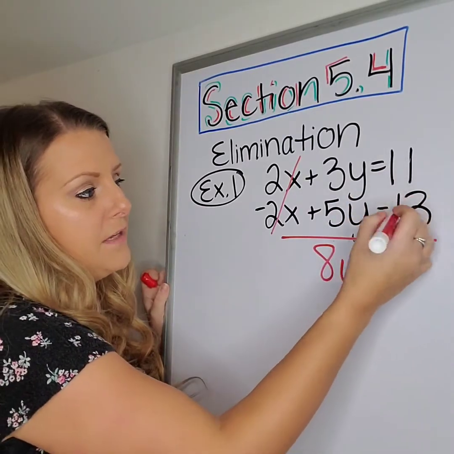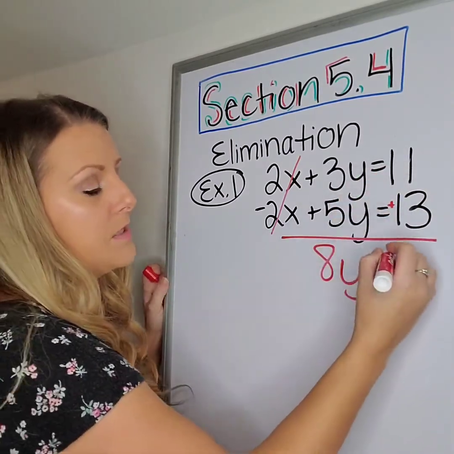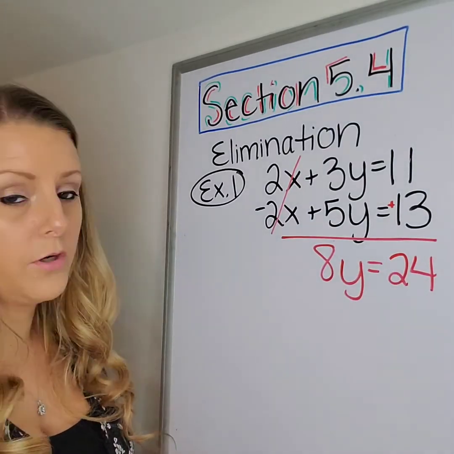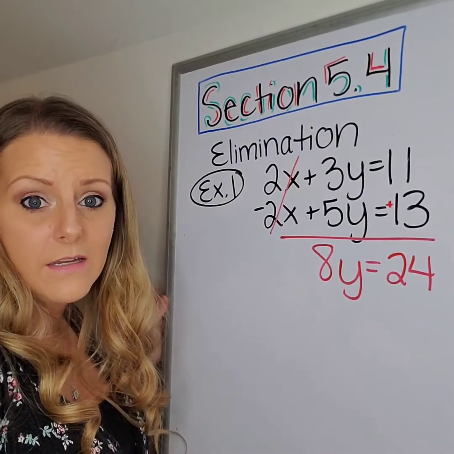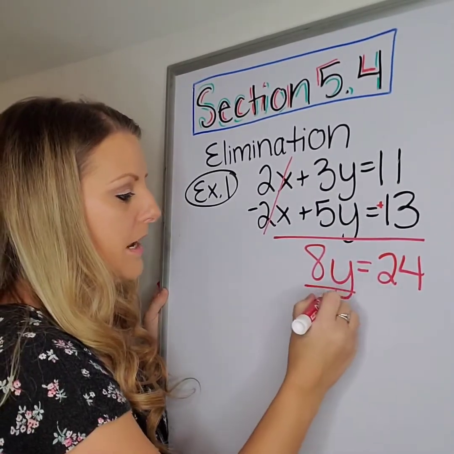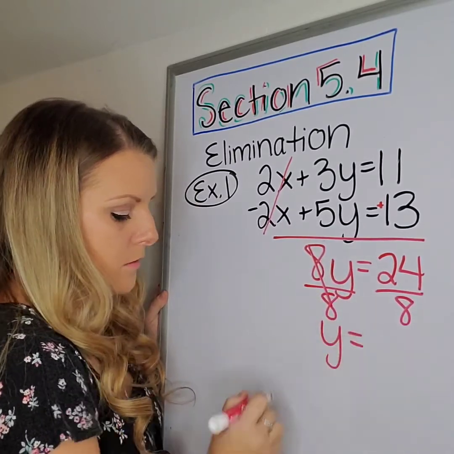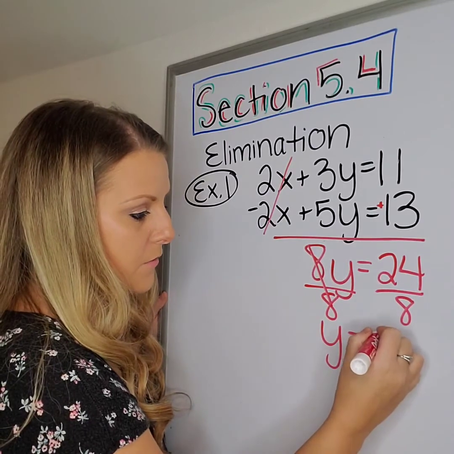And you're going to do 11, and since this is a positive 13, you're going to add 13. 11 plus 13 is 24. Now you're going to get y by itself, and you should know how to get y by itself. It's very easy. You're just going to divide both sides by 8. 24 divided by 8 is 3.